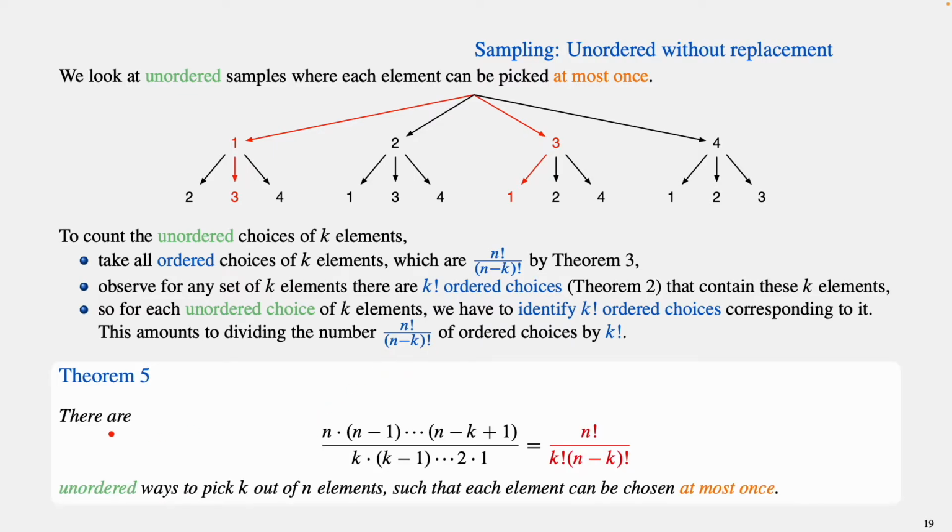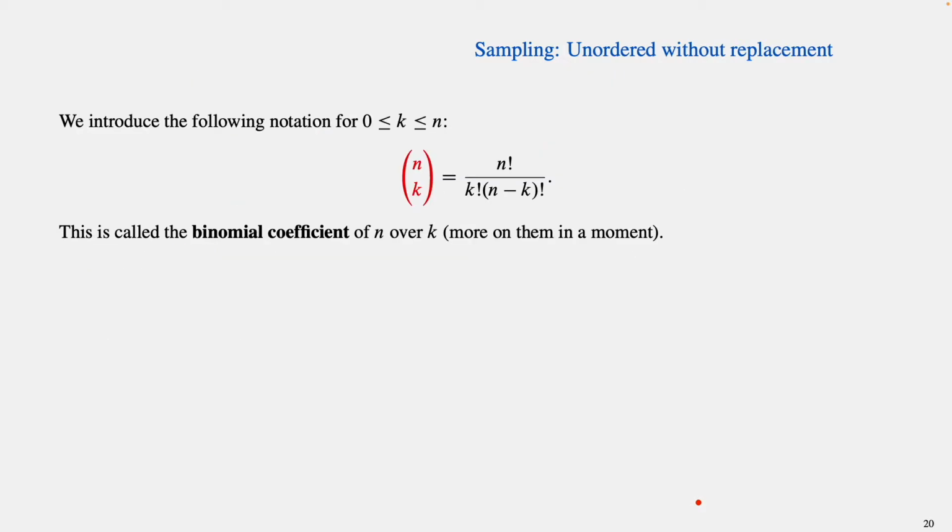And this means there are n factorial divided by k factorial times (n minus k) factorial unordered ways to pick k out of n elements, such that we can choose each element at most once. And for this we introduce a new notation.